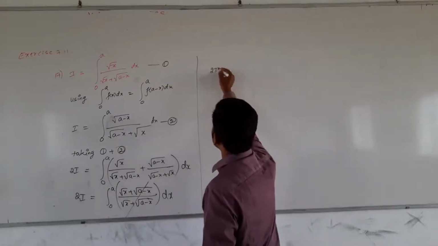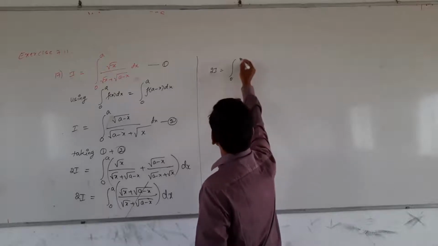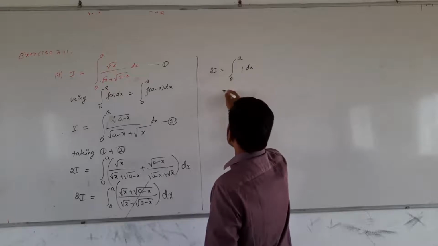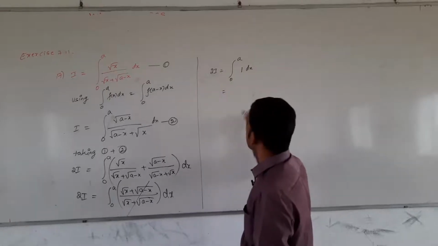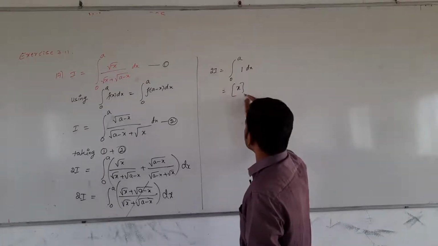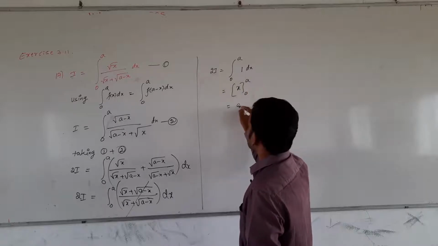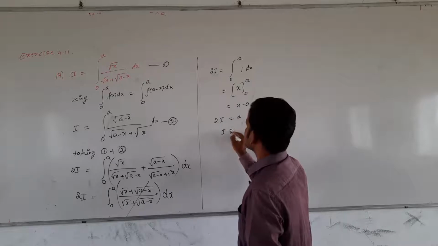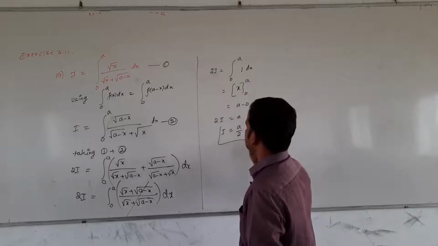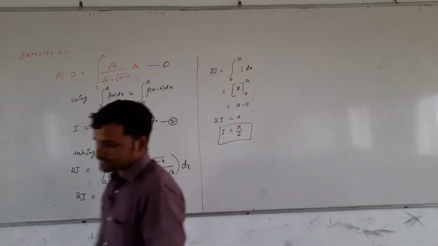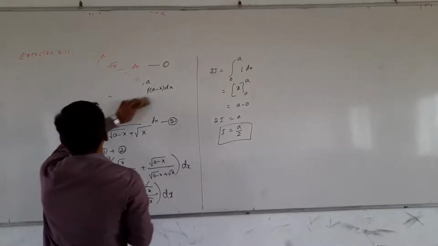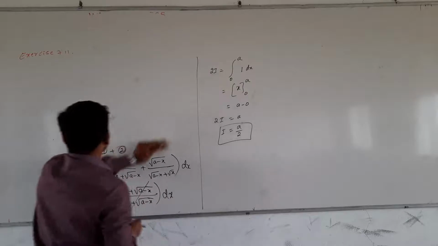We have 2I is equal to the integral from 0 to a of 1 with respect to x. What is the integration of 1 with respect to x? It is x, from 0 to a. It is a minus 0, nothing but a. So 2I is equal to a. What is I equal to? I is equal to a by 2. This is about problem number 17.